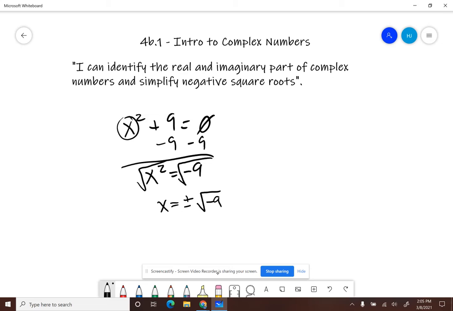Well, there's no numbers multiplied by themselves that will equal negative 9. And you may be thinking to yourself, well, what about 3? Well, the issue is this. You've got 3 times 3 is 9, and negative 3 times negative 3 is 9. But in order to get negative 9, I'd have to do negative 3 times 3, and those are not the same numbers. And they have to be exactly the same numbers in order to be a square root.